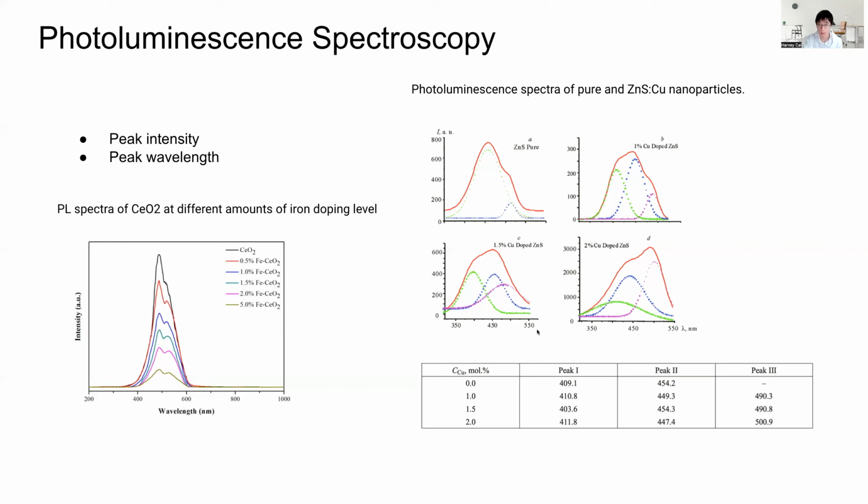And similarly, on the graphs on the right side, we can see that with different levels of copper doping, the zinc sulfide will give a different intensity and wavelength relation. And we can see in the more quantitative peak wavelengths chart here that the peaks at different positions vary depending on the composition. And with that information, we can analyze the defects in the materials.